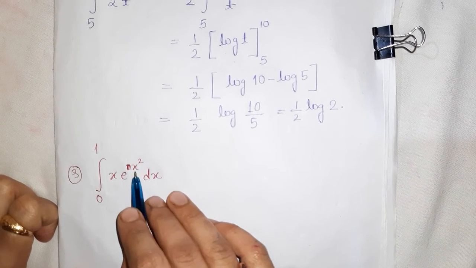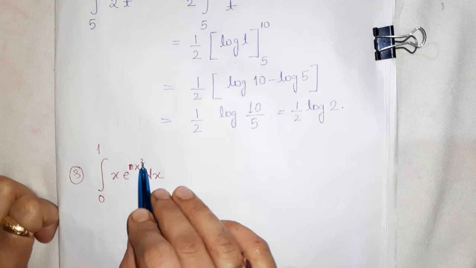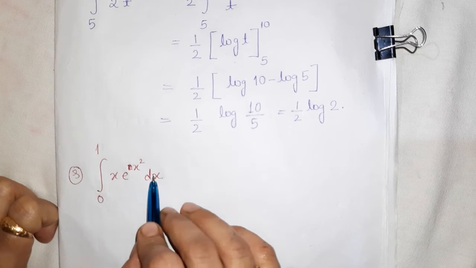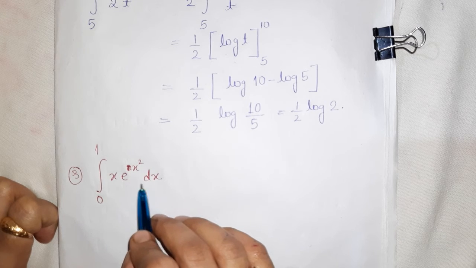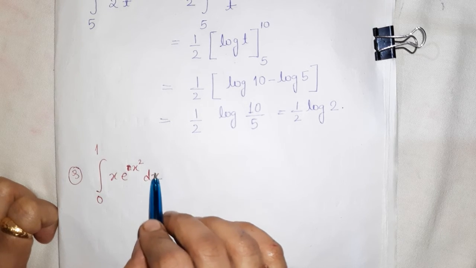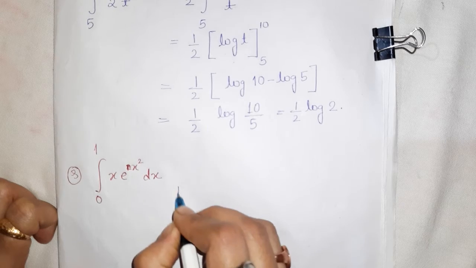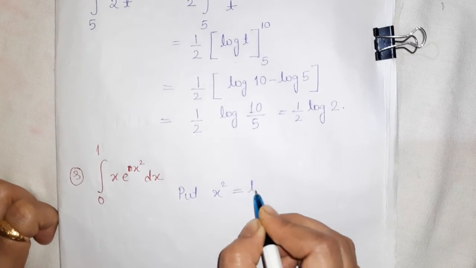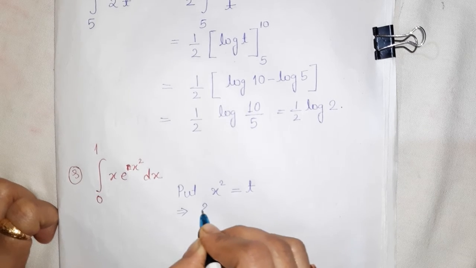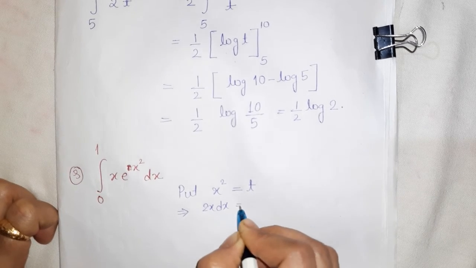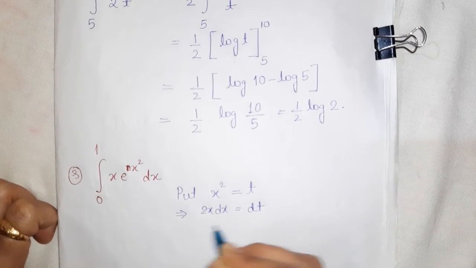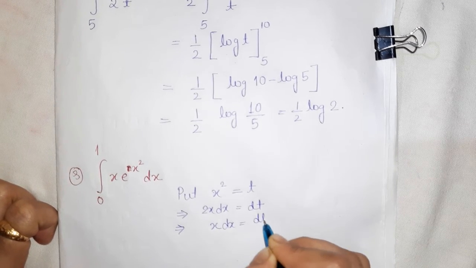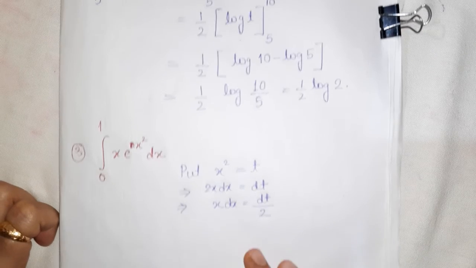How do we use it? Here, if we put x square equals t, then we get the differentiation of x square, which is 2x dx, so we get the value of x dx. So we put x square equals t, this gives 2x dx equals dt, meaning x dx equals dt by 2.